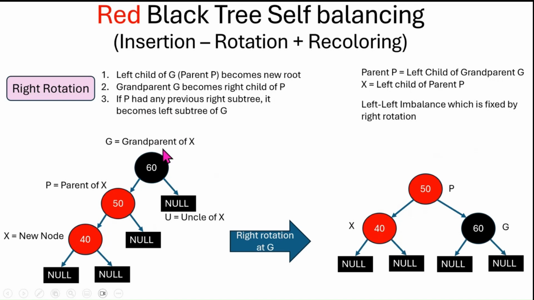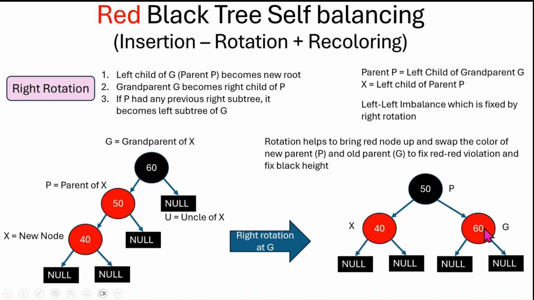Here, any path coming through 60 was having this black node counted, 60. So that's why we need to make 50 a black node, so that any path coming from above will still have this black node counted, right? And 60 we make red because otherwise it will cause the black height imbalance again, right? So that's why rotation helps to bring the red node up, so that it fixes the red violation and the black height of the tree.